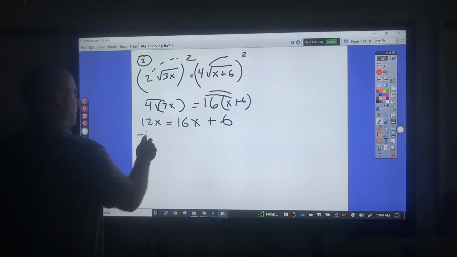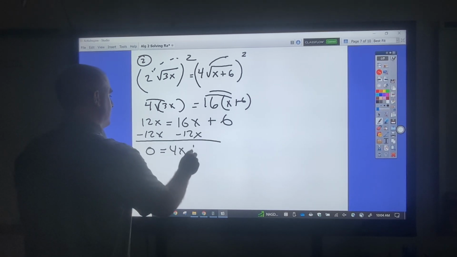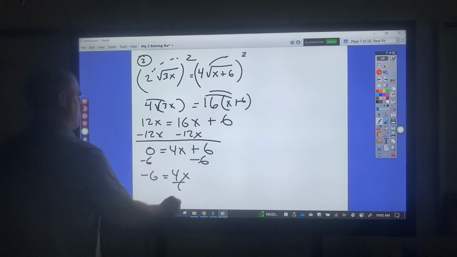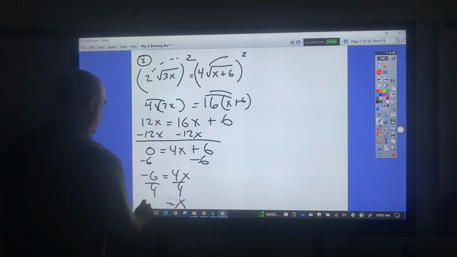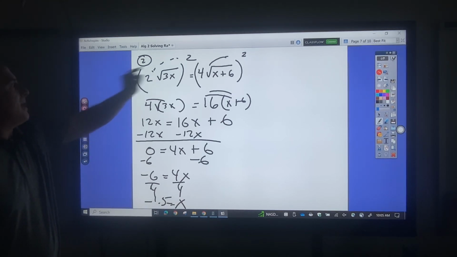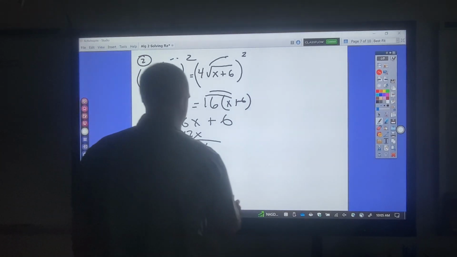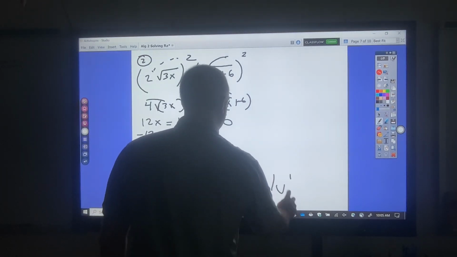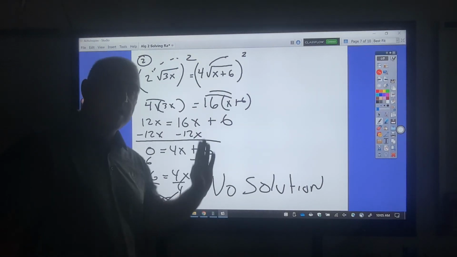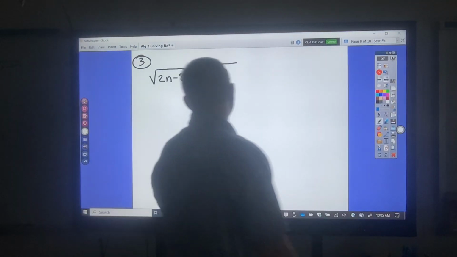Okay, if I solve this, I would subtract 12x. So I get 0 equals 4x plus 6. Subtract 6. Negative 6 equals 4x. Divide by 4, x equals, it's like negative 1.5. Now, the problem is, if I put negative 1.5 back in there, that would be a negative number. So this does end up not working. This is going to be a no solution. Okay, so you've got to make sure that both your parts underneath work, and if you ever have an even power set equal to something, you can't ever have it set equal to a negative.